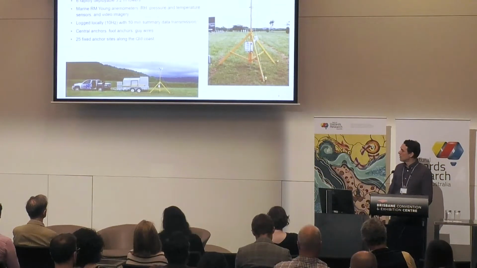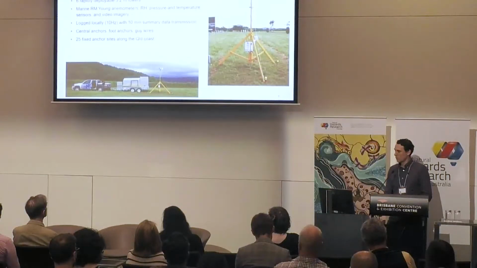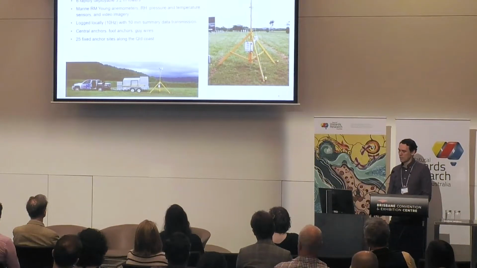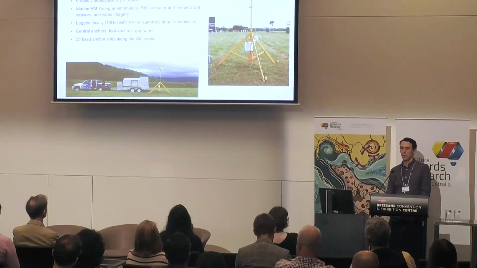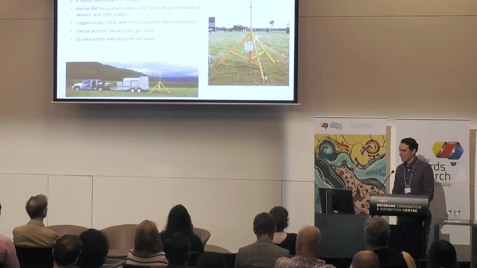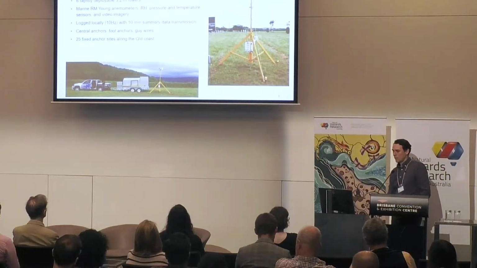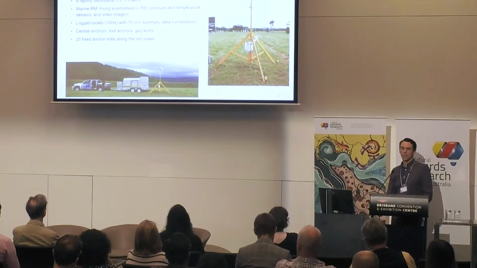So this is sort of what we have. At the moment, the network is 6 rapidly deployable towers, where we measure wind speed, relative humidity, pressure, temperature, and at a couple of sites we also have real-time video feeds from what's going on. These are logged locally at 10 hertz, so 10 times per second. As you might imagine, we leave that going for a couple of days, you get a lot of data.